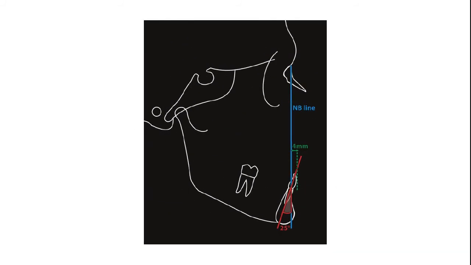Mandibular incisors to NB plane. The axial inclination of the mandibular central incisor to the nasion B point NB line should be 25 degrees. It is suggested by this axial steno.